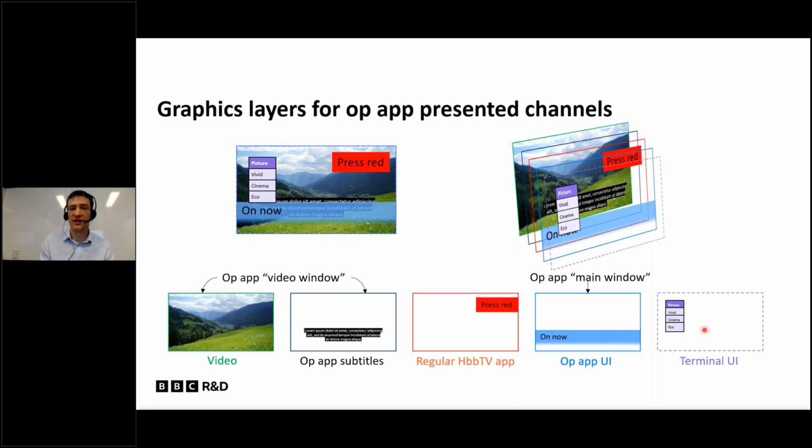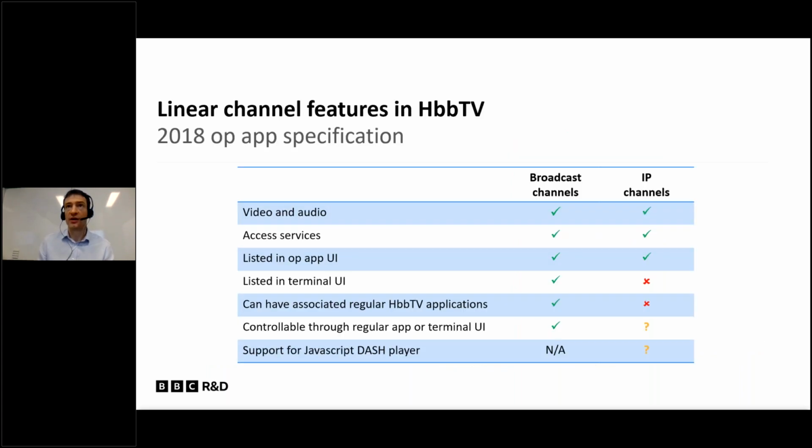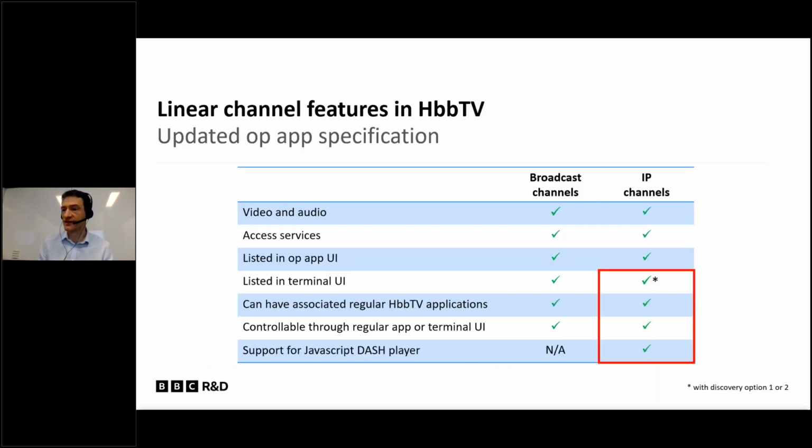And there's even an option for the terminal to present UI elements over the top of that if it wishes to. So with all of that, those crosses turn to ticks, and we end up with a situation where we can have IP delivered services with a completely consistent look and feel and behavior and capability to broadcast channels, and that applies both in a sort of hybrid environment with both broadcast and IP, and also to IP only situations.